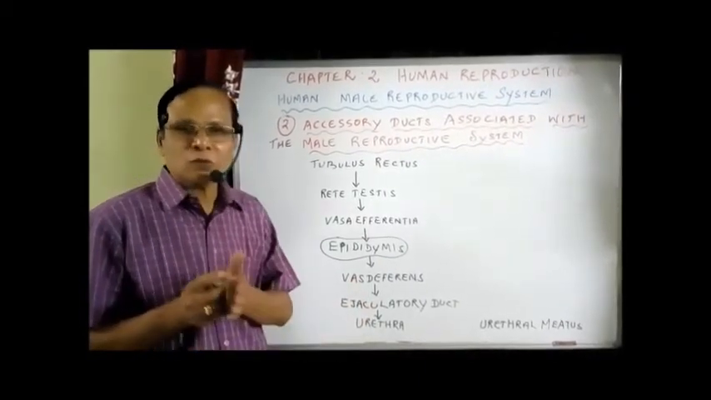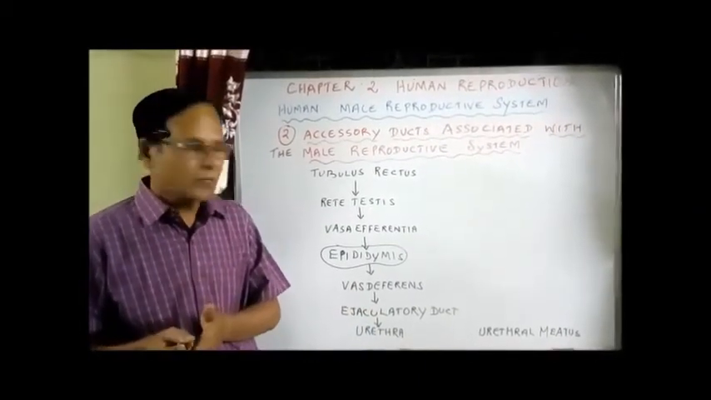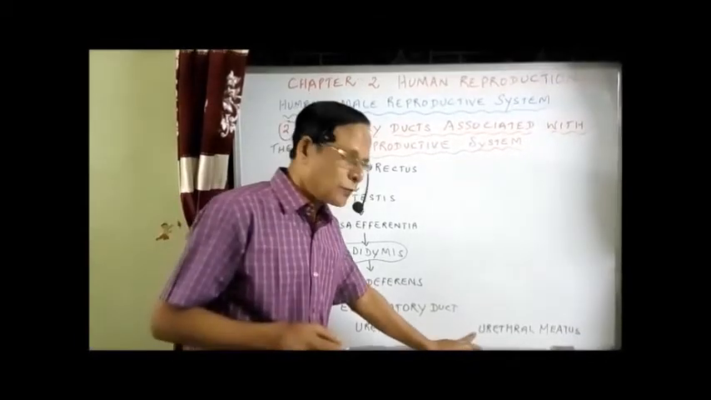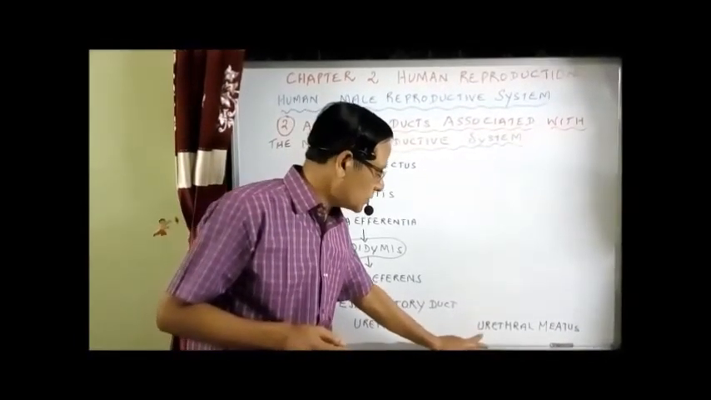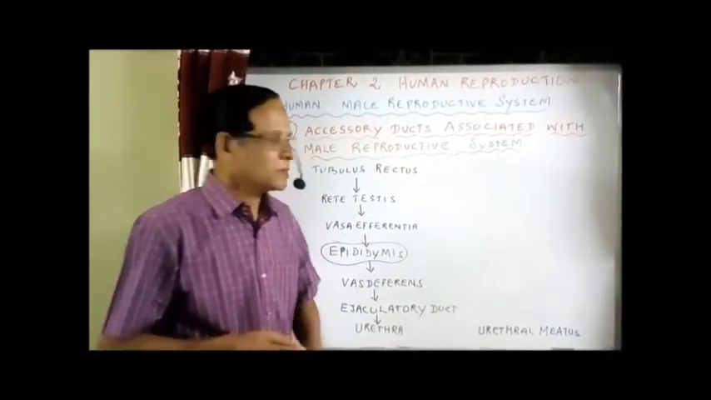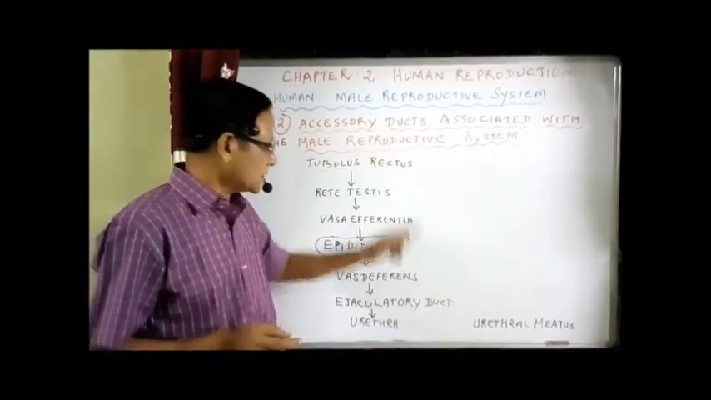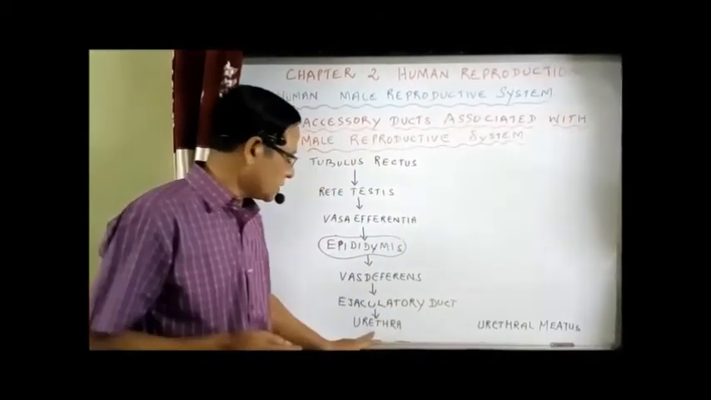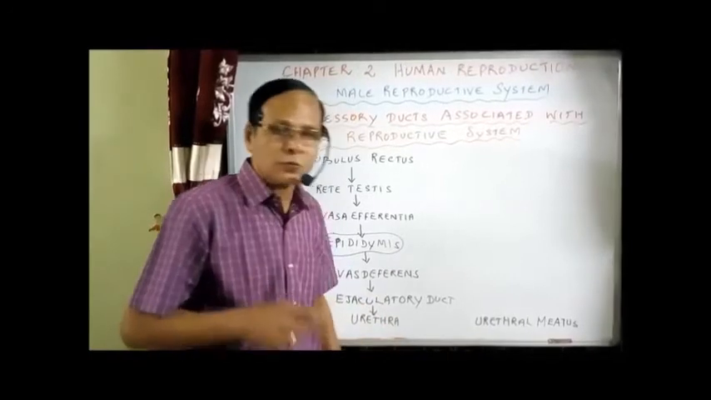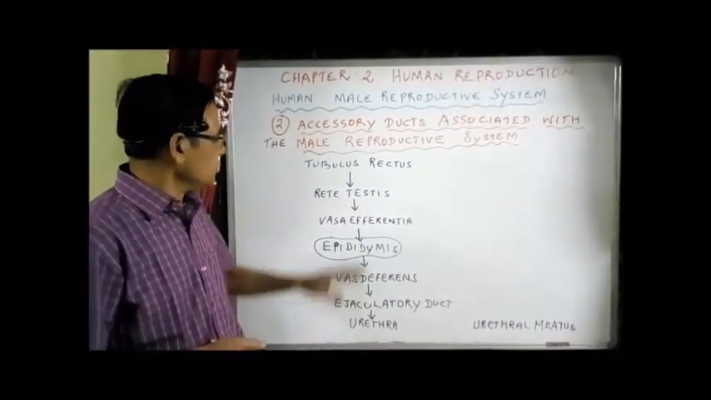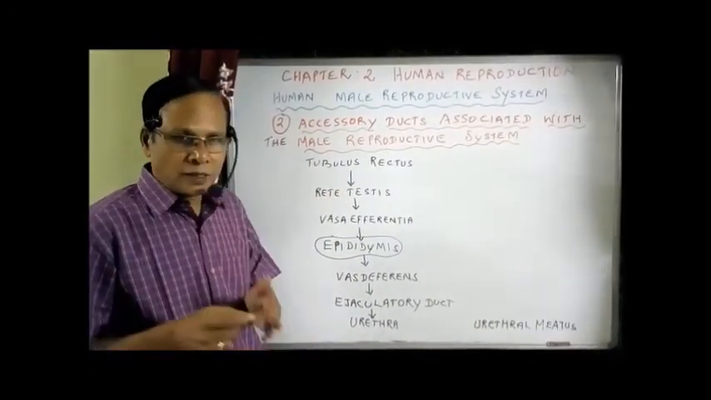Then it passes through the penis and opens outside by means of an opening. That opening is called the urethral meatus. So it is not counted among the accessory ducts; only the opening of the urethra is called the urethral meatus, which opens outside. Now I will show all these ducts in a picture.